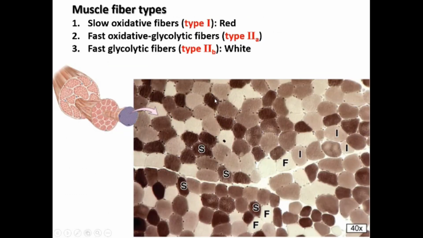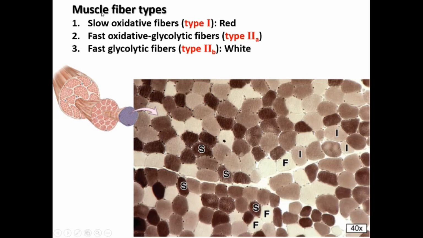When we stain the muscle cells with a special staining, you can see we have different types of colors. Some of them are white, some are dark, and some are intermediate. It means they have different content, for example, different content of enzymes, different content of proteins within the cytoplasm.